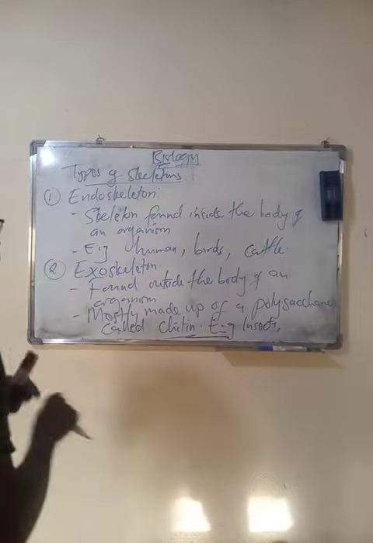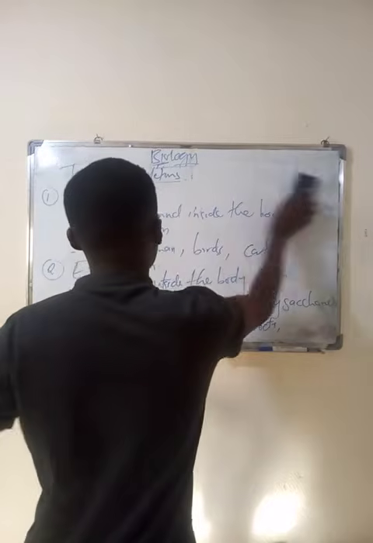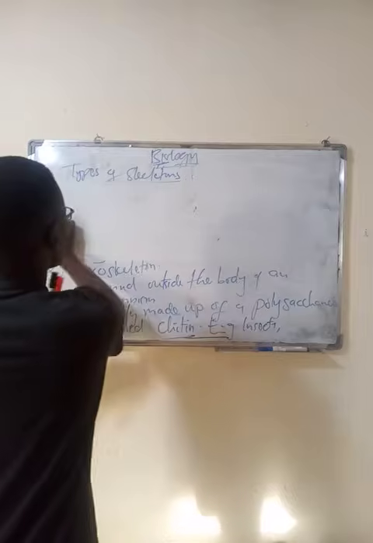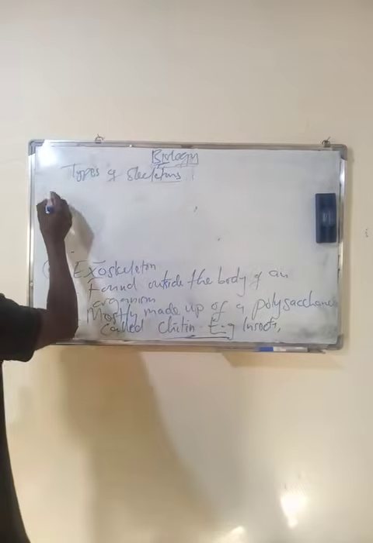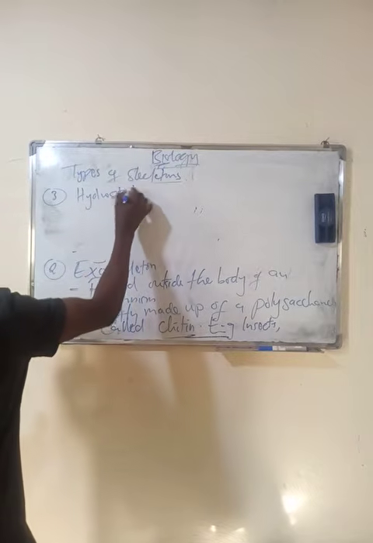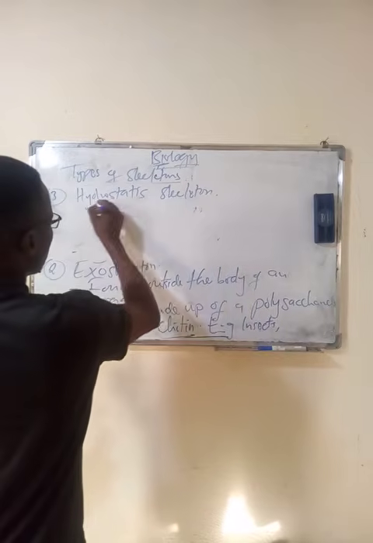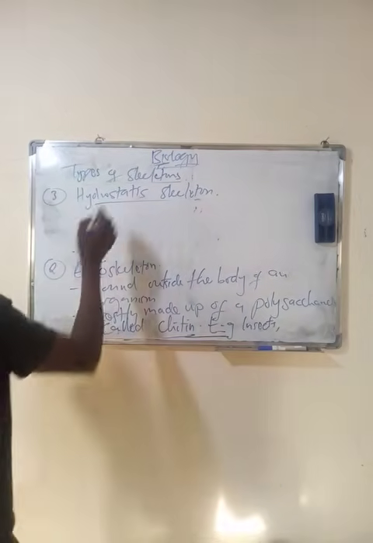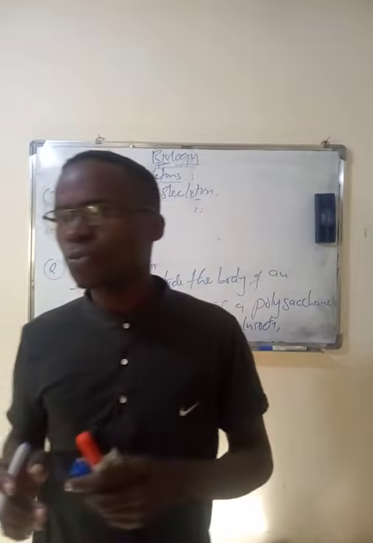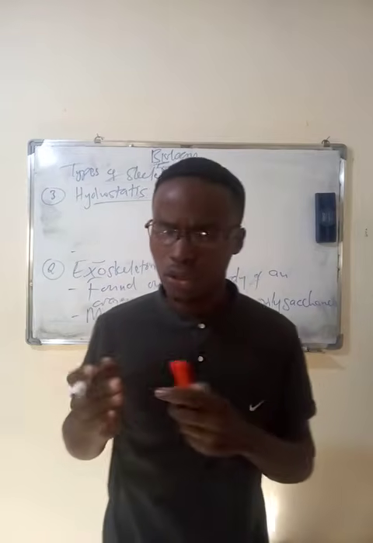Then the last type of skeleton that we have is what is called the what? The hydrostatic. Okay, the hydrostatic skeleton. So there are three types. So if you look at the word, we have the word hydro there, right? So it means that there should be a water component, isn't it? There should be some water component of it.